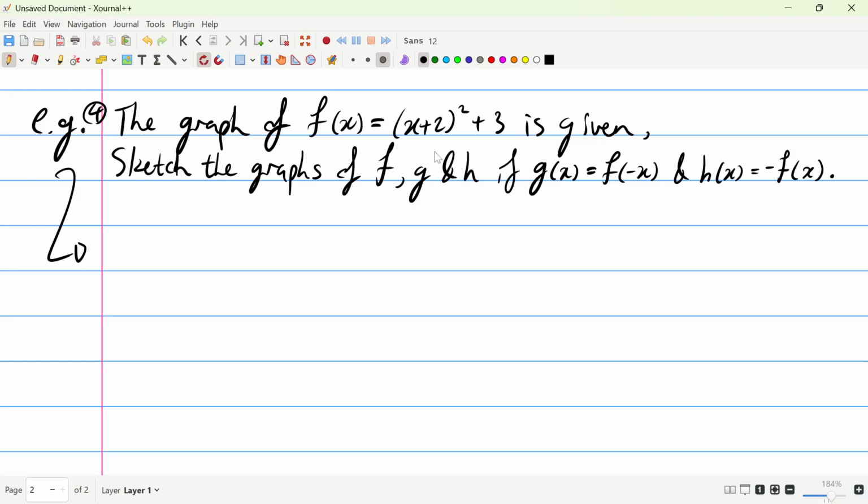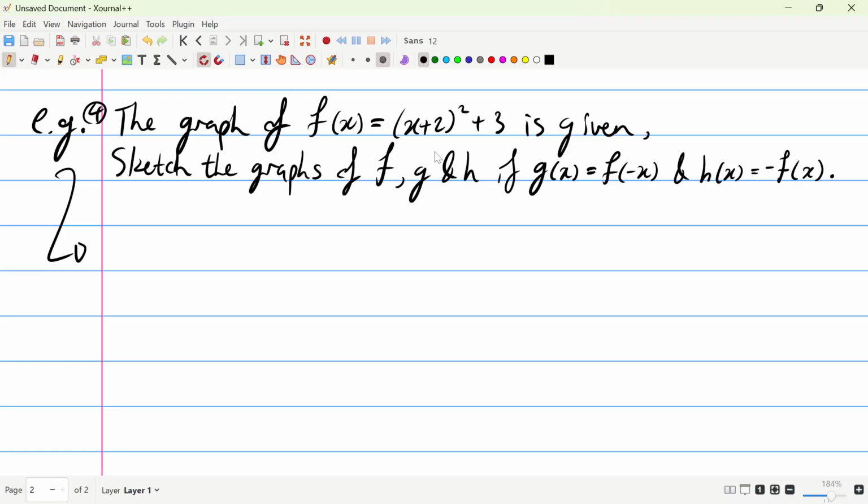Alrighty, so example number 4, which is the final example we're going to do for this video. The graph of f of x is equal to (x plus 2) all squared plus 3 is given. Sketch the graphs of f, g, and h if g of x is equal to f of negative x and h of x is equal to negative f of x.